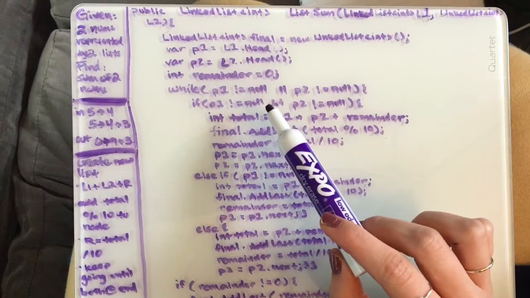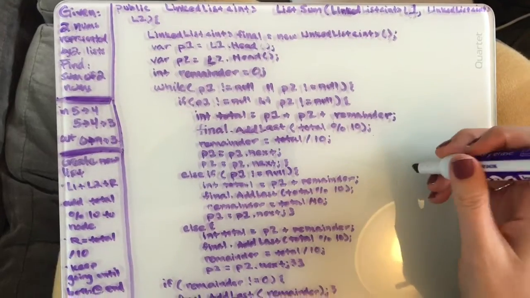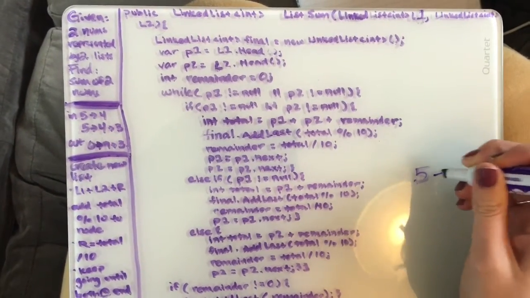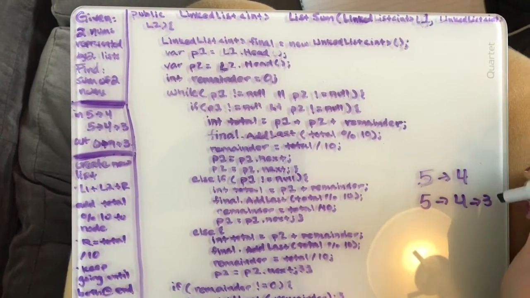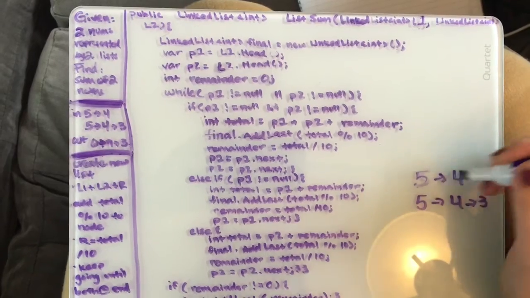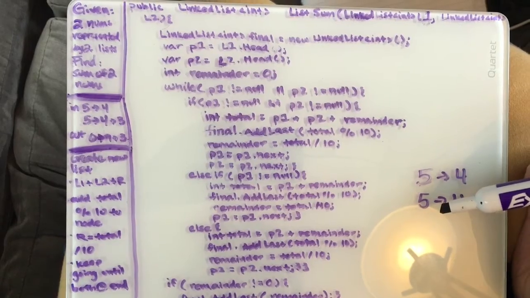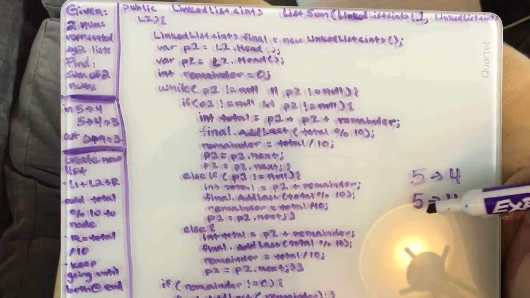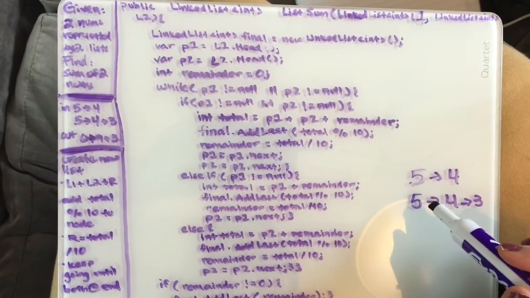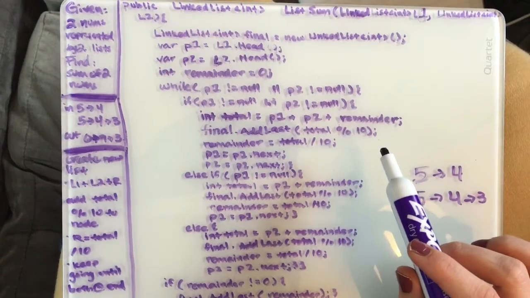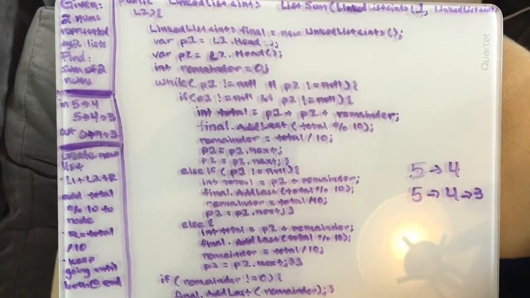And so while P1 is not equal to null or P2 is not equal to null, so in the case of 5, 4, 3, we want it to keep going even when we've run out of values here. So if both are not null, then we're going to create a total of 5 plus 5 plus the remainder. We're going to add the total modulus 10, which would be 0 in this case, to our new list, and the remainder will be the total divided by 10, which would be 1.